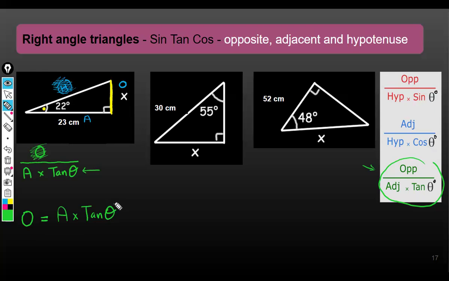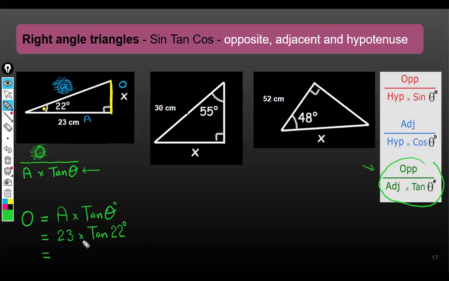Remember, theta represents the angle, right? What's the length of the adjacent side? What A represents the adjacent side? The length of the adjacent side is what? 23. Multiply by regular boring tan, and theta is the angle you are standing in. What's the value of the angle you are standing in? 22 degrees. Type this straight on your calculator and you will get the answer.